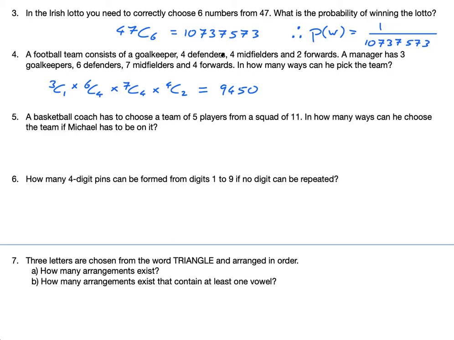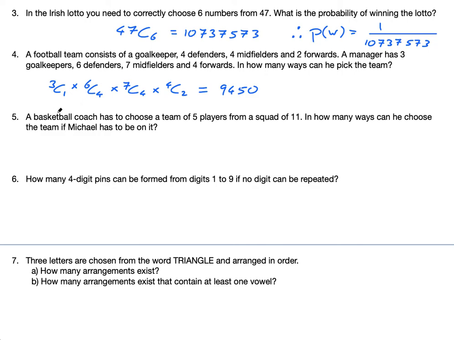It's a bit like my shirt and tie example. If someone asks you to guess how many different teams he could pick, considering those restraints, that he has to pick four defenders, four midfielders, and two forwards, he still has 9,450 different teams he could play. So imagine that in a Premier League squad when they've like 20 players, even more.